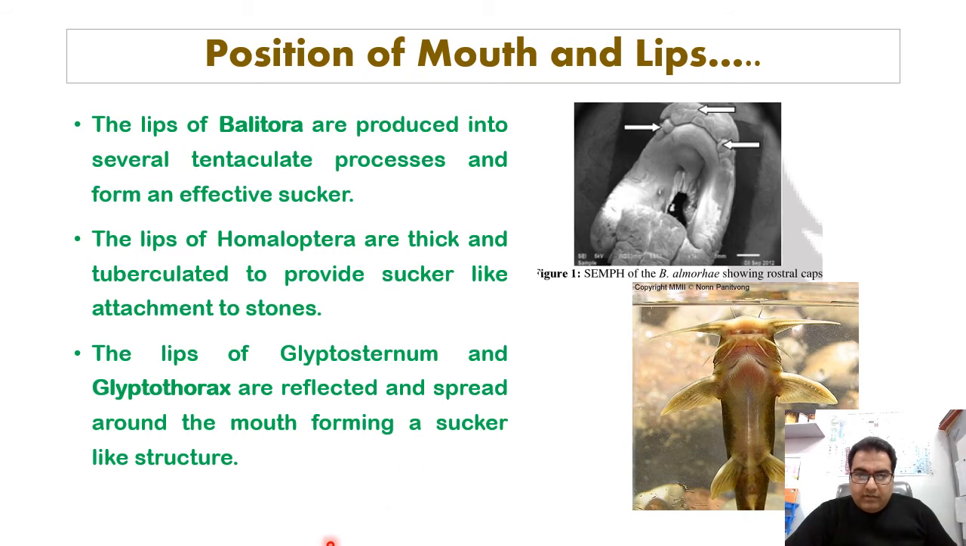But in the case of Glyptothorax or Glyptosternum, the lips are reflected and spread around the mouth, thus forming a sucker-like structure. So in Glyptothorax and Glyptosternum, this sucker-like process can be seen as a modification of the lips.